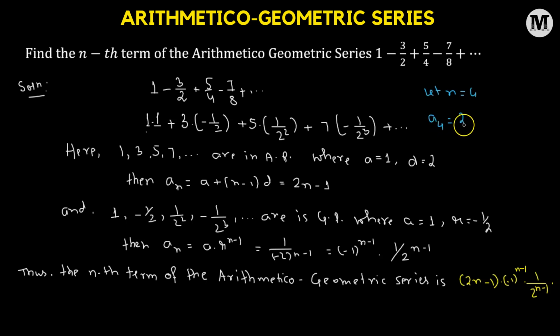So here we have 2 times 4 minus 1, which will get multiplied by -1 raised to the power of 4 minus 1 multiplied by 1 over 2 raised to the power of 4 minus 1. Now 2 times 4 is 8, and 8 minus 1 is 7. So we have 7 multiplied by -1 raised to the power of 3. Since 3 is an odd number, we get -1 divided by 2 raised to the power of 3, and this gives us -7 over 8, which is indeed the fourth term of the series.